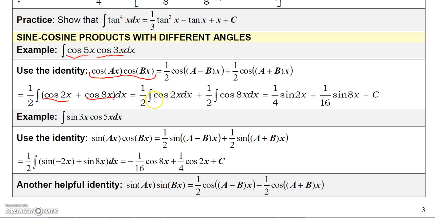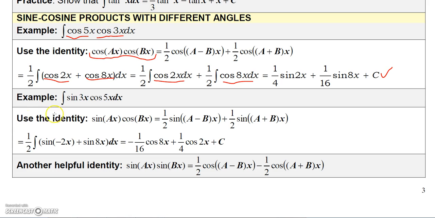And so when you integrate this, you get sine 2x over 2 times 1/2, so you get sine 2x over 4. And then this, you get sine 8x over 8 times 1/2, so you get sine of 8x over 16 plus a constant.